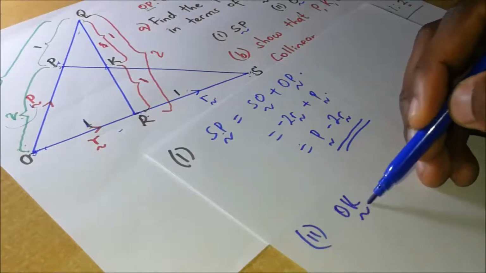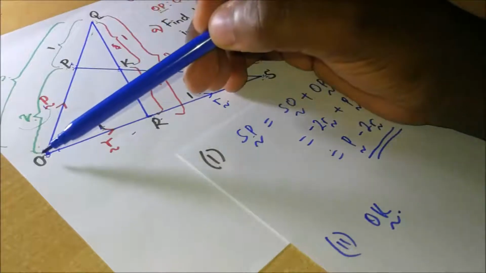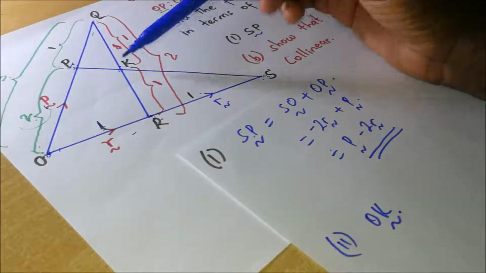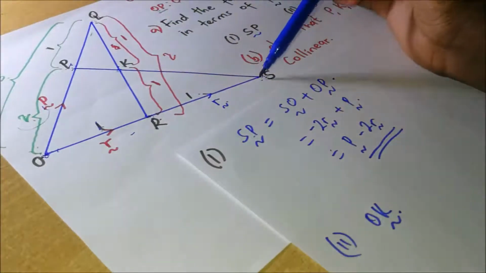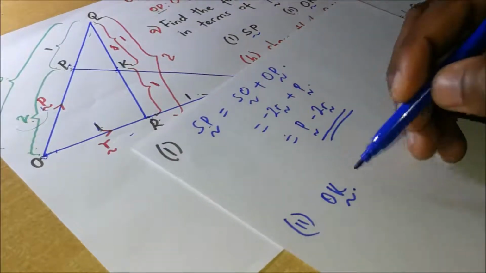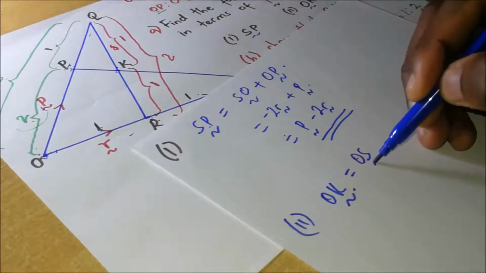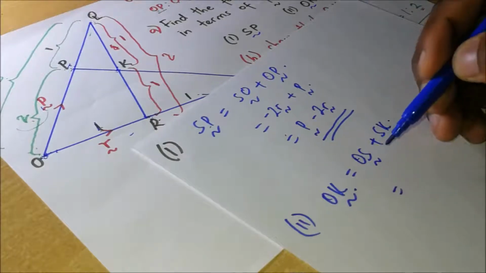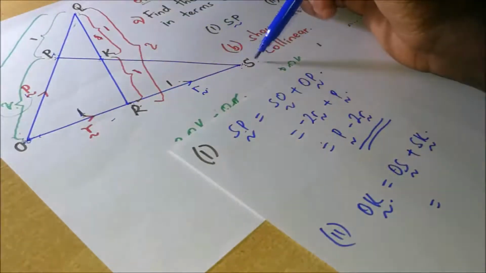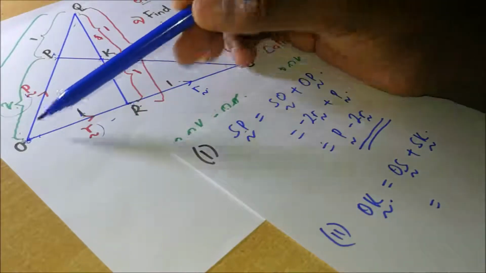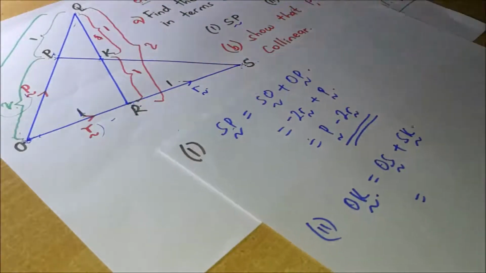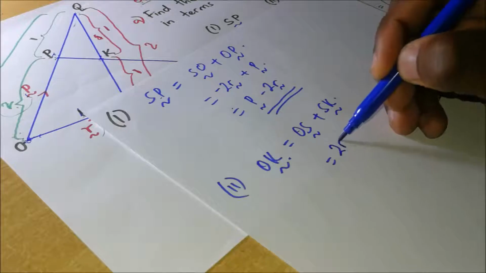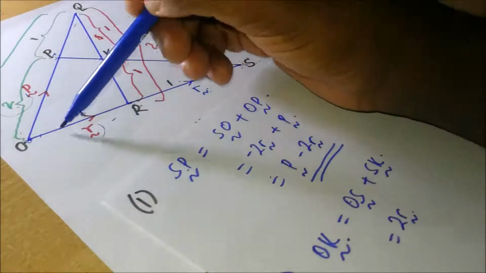Our OK. So for me to move from O to K, let me use this root. So I'll move from OS plus SK. So I'll come here and say OK is OS plus SK. So what is my value of OS? OS is R plus R. So for me to move from O to S is 2R. So this is 2R positive because it's in that direction.